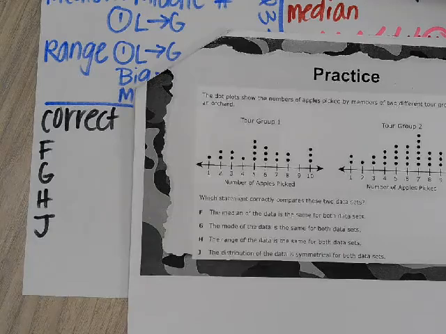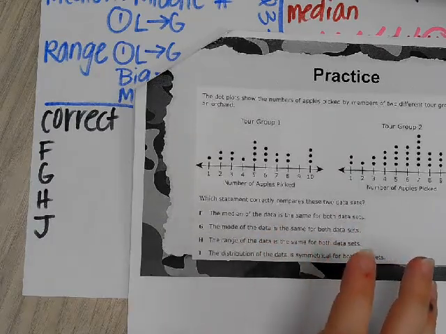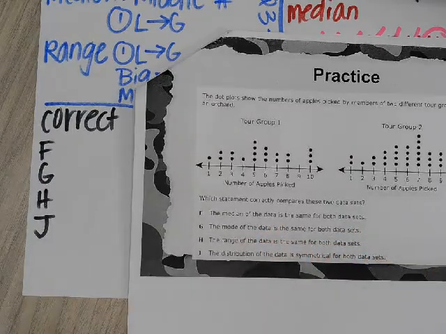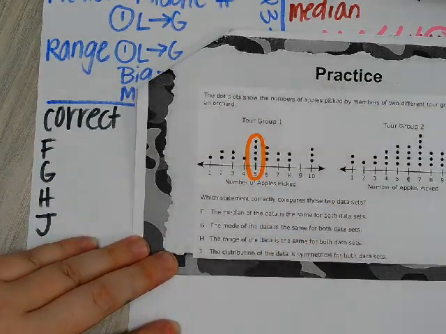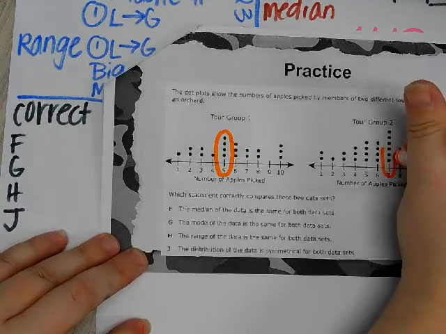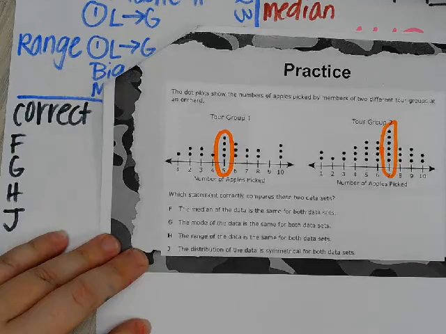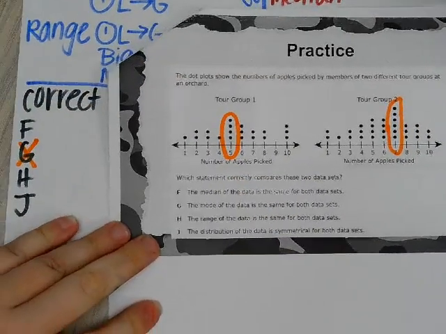Okay. So I'm going to do the easiest one first. I think the easiest one is mode. Remember, mode is the number that repeats itself the most. If I look at my mode, it would be 5 here, and my mode would be 7 here. Are those the same? No, they're not, so G cannot be my answer.